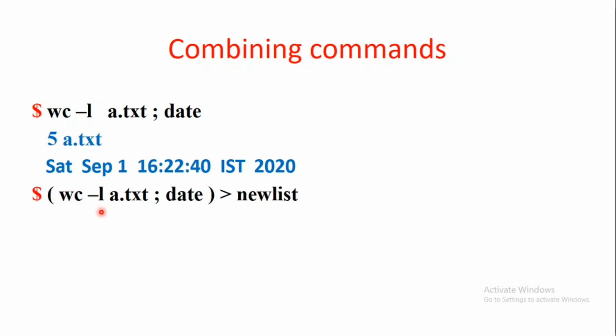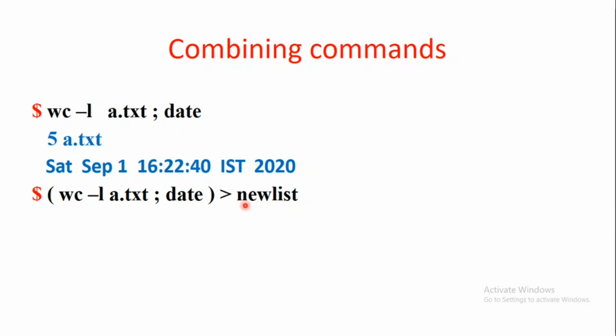Okay, now we'll see one more feature here. The same two commands explained above are written within the brackets, within the parenthesis, and the output of these is passed to a file called new list. So instead of giving the output to the standard output file, which is the monitor, the output is redirected using this greater than symbol, and the output is stored in a file called new list.